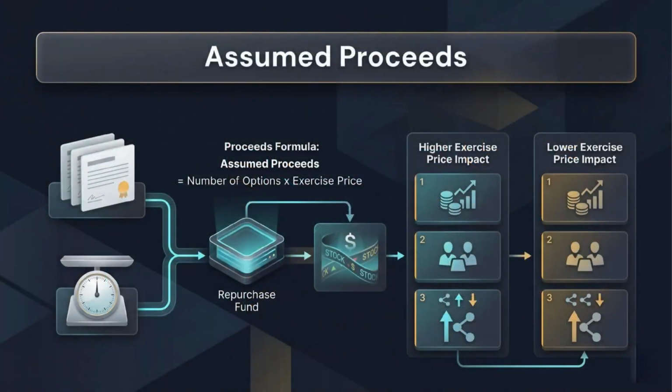The next step is assume proceeds. Proceeds equal the number of options or warrants assumed exercised multiplied by the exercise price. This exercise price comes from the option or warrant agreement. The higher the exercise price, the more proceeds the company is assumed to receive. But remember, under the treasury stock method, those proceeds do not sit idle. They become the fund used for the assumed repurchase.